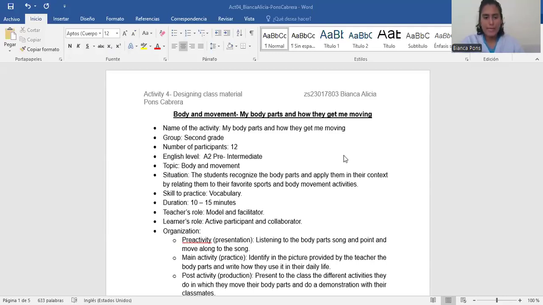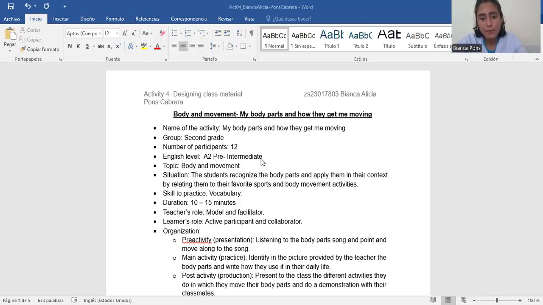The group is second grade, so that is really important to take in mind into planning this activity. We'll be working with students that are about 7 to maybe even 9 years old. So in that range, we gotta keep their attention at all times. That is really important to take into account.